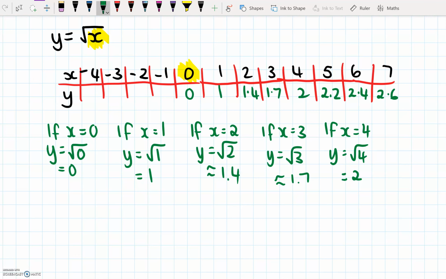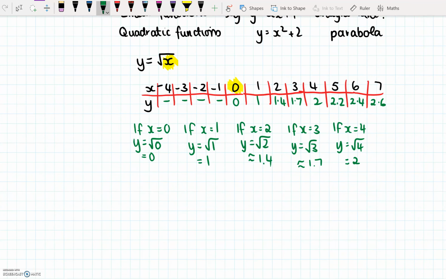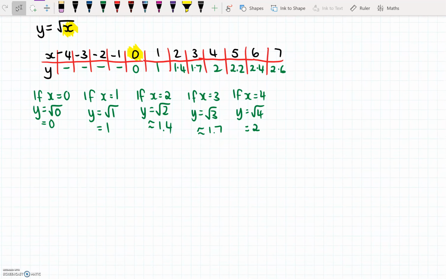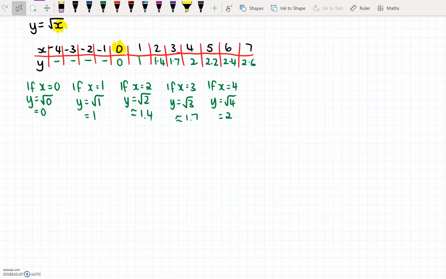All right, let's go down to the negative side. Now, if you type in the square root of -1 on your calculator, have a look at what it gives you. I want you to try it first. If you think about what we learned earlier in the unit, remember we said that if you have the square root of a negative number, there is no real answer. So that means for all of these values down here, we're going to get no answer. It's not possible to do them. That means that when we graph this, we're only going to get positive values.